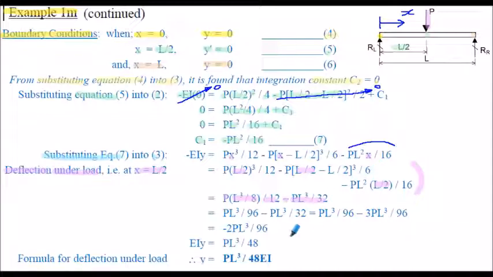Further simplification on the next line, so PL cubed divided by 96, 8 times 12 is 96. And we're subtracting from that PL cubed divided by 32. What I've done here is provide a common denominator for both terms so I can add them together. And I end up with an expression of EIy is equal to PL cubed divided by 48. If I rearrange that now to find the deflection under the load y, that's PL cubed divided by 48EI, where E is the Young's modulus and I is the second area moment. I now have an expression to find the deflection at the centre of the beam.